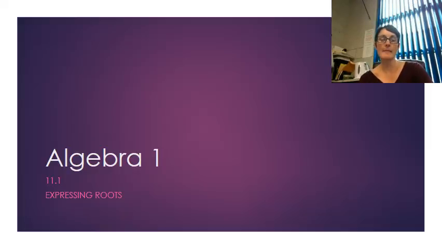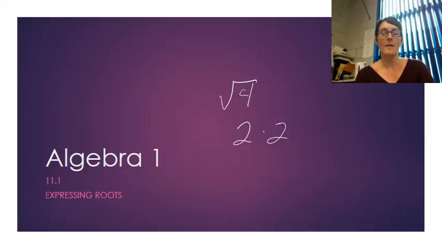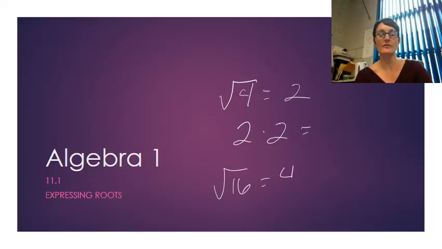Today we're going to start chapter 11, which has to do with roots. We're used to the typical square root that looks similar to this. The square root of 4, as we know, is the same as 2 times 2. So that means the square root of 4 is 2. We think of the square root of 16 equals 4 because 4 squared equals 16.